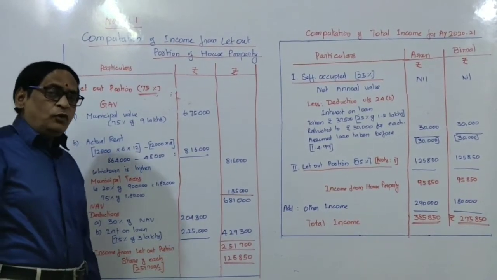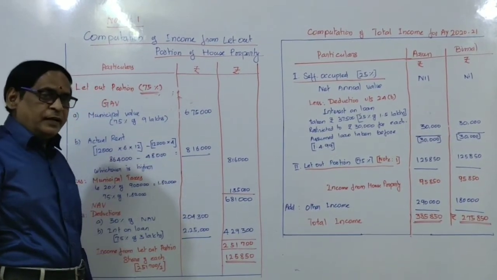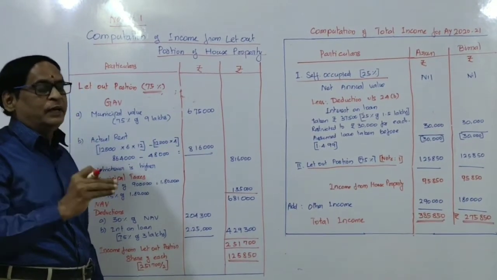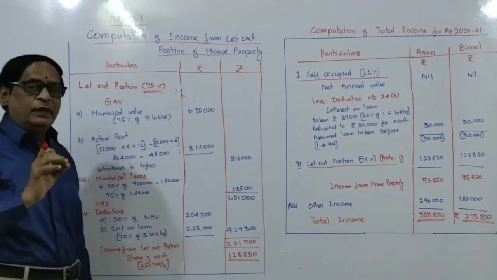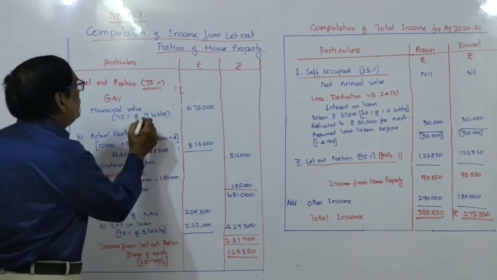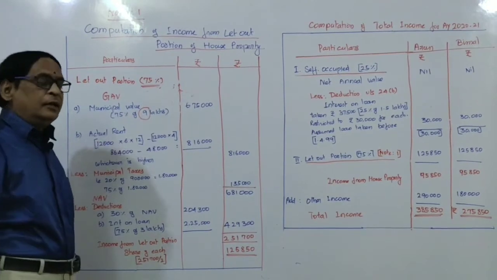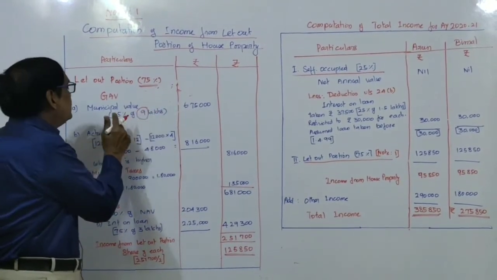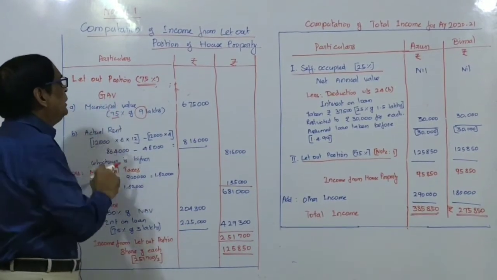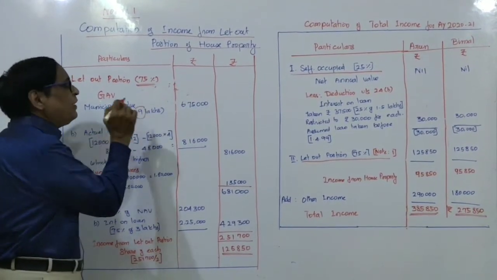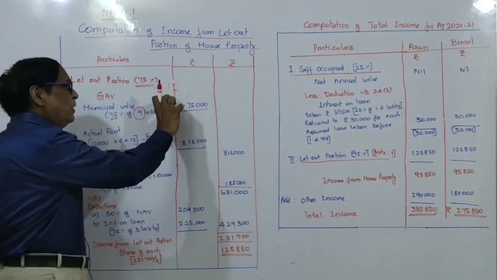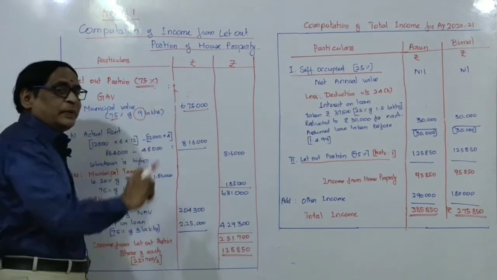Normally we have to find out the expected rent. In order to find out the expected rent, the municipal value, fair rent and standard rent must be given. But here only municipal value is given, so you need not care about the others. You can take only the municipal value. The total municipal value is 9 lakhs, but our let-out portion is 75%. So the municipal value of the let-out portion is 75% of 9 lakhs, which comes to 6,75,000 rupees. So the municipal value we can take as the expected rent.